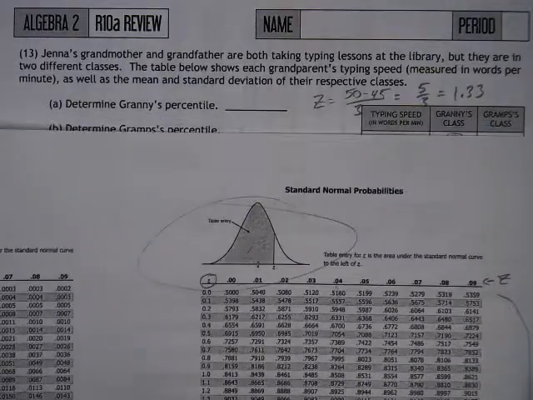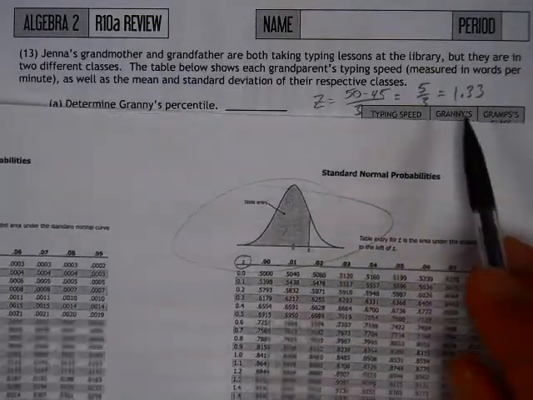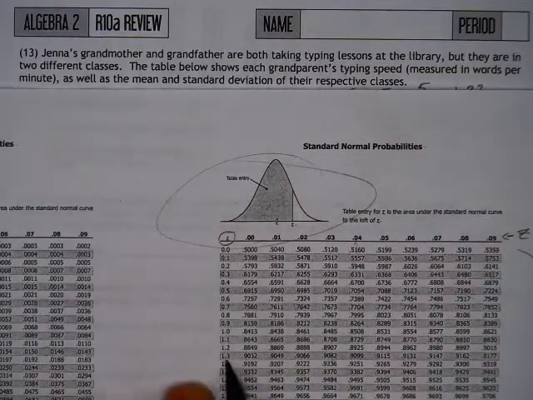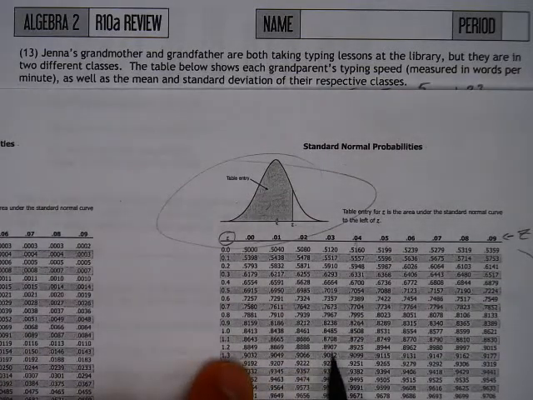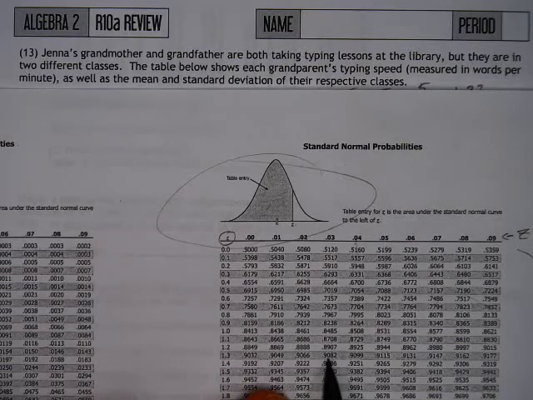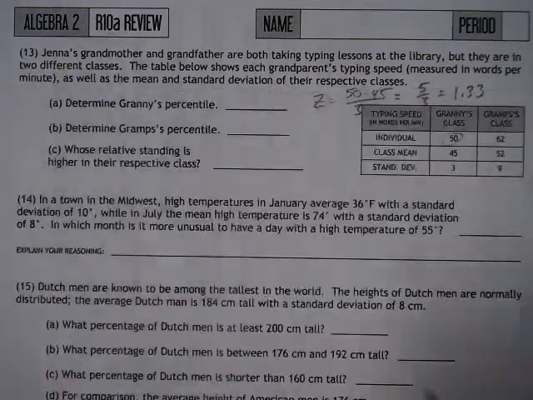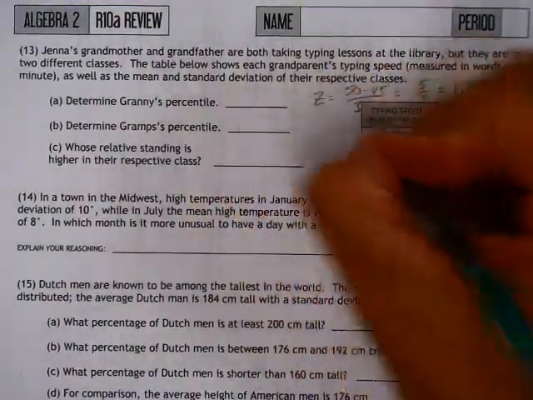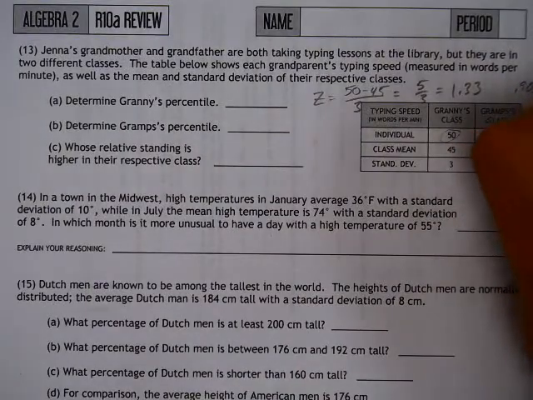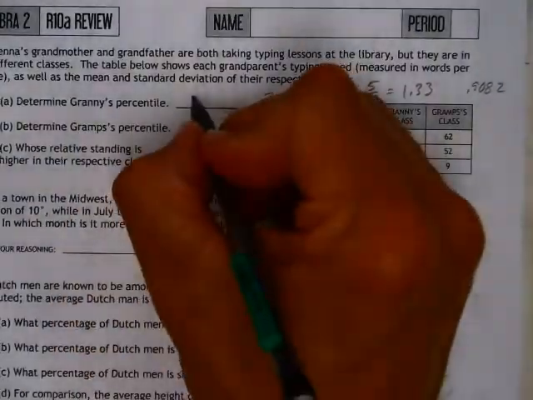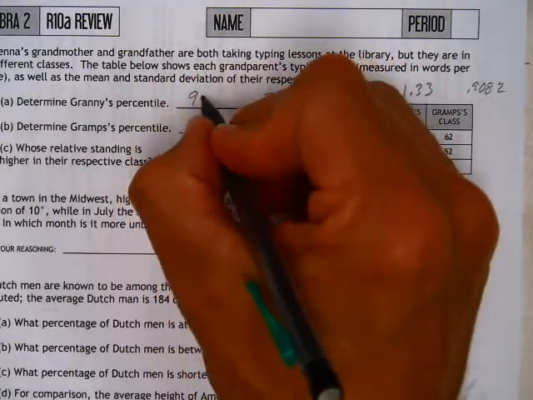It's the percent that is below a z-score of 1.3. So I come down here to my 1.3 and I go all the way over to my other 3. And 1.33 is a 0.9082. So 0.9082, what percentile is that? Well, that's the 90th percentile, or really 91st if you want to.